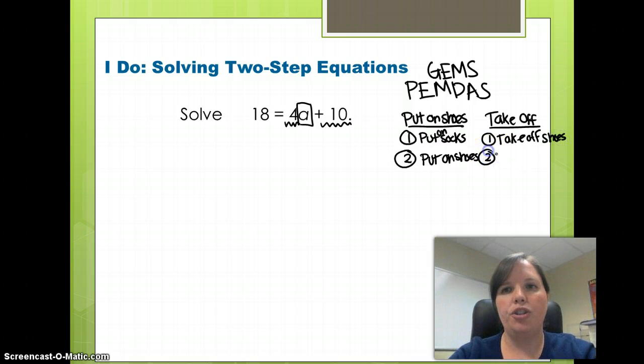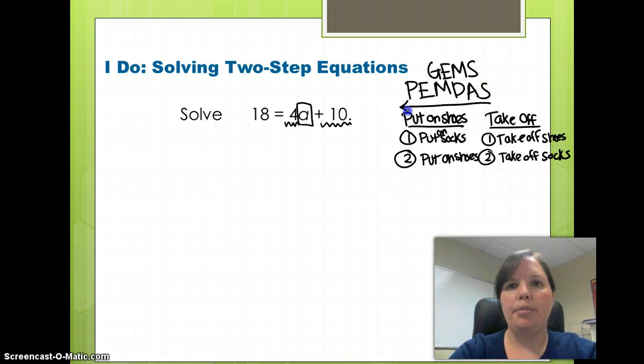You have to do the opposite operation, and you have to do it in the opposite order. You have to take off your shoes, either one at a time or both of them, and then you can take off your socks. So when we think about the order of operations, it actually needs to be in opposite order. So opposite order.